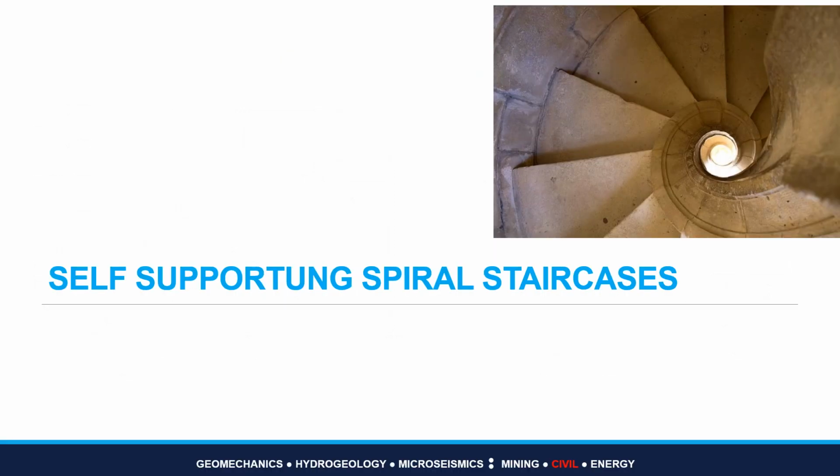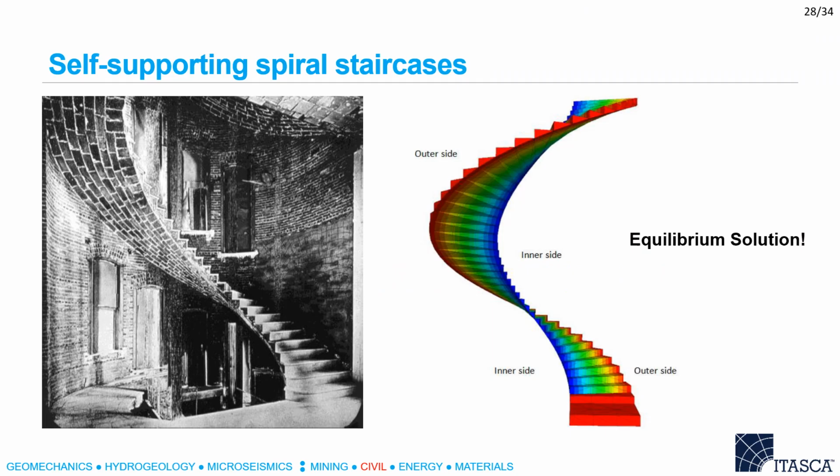The fourth example is discussing the self-supporting spiral staircases. With this example, I would like to highlight how novel structural analysis tools that extend traditional methods such as DEM could assist engineers to understand the mechanisms that have allowed the surviving structures to avoid structural collapse.